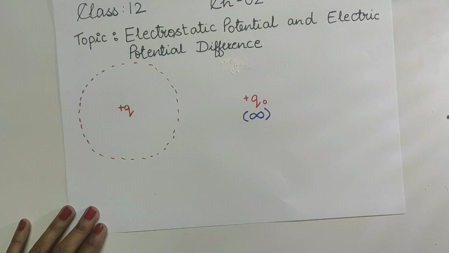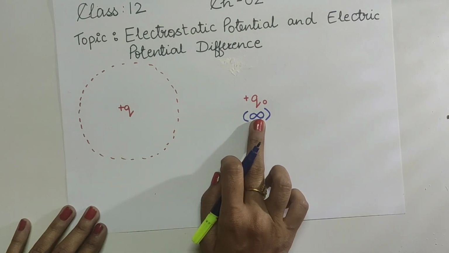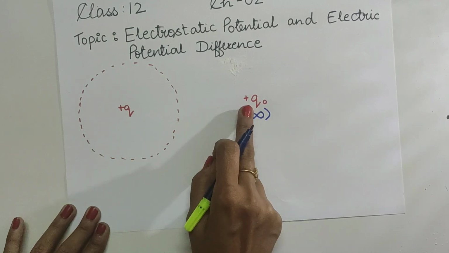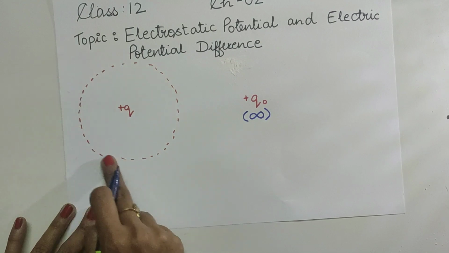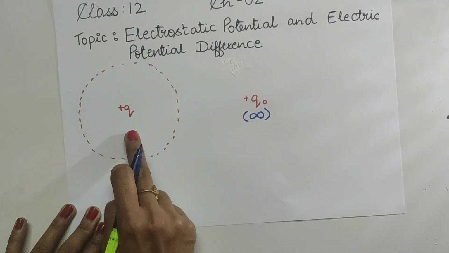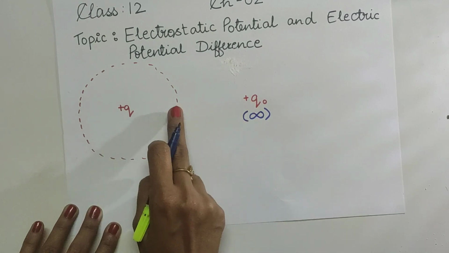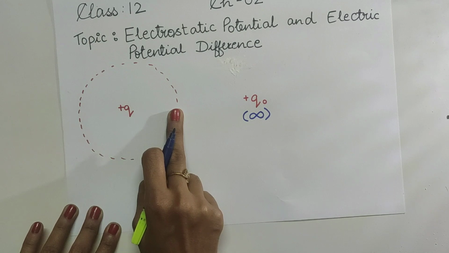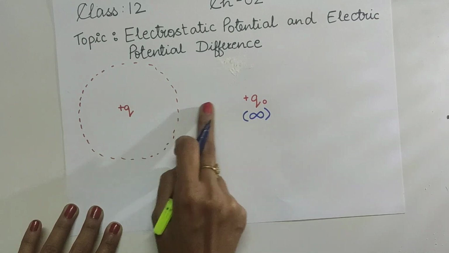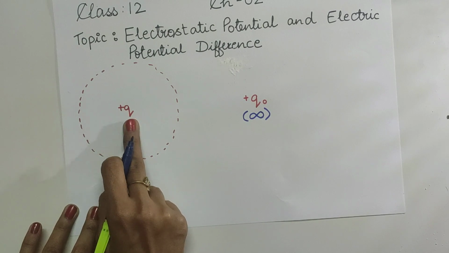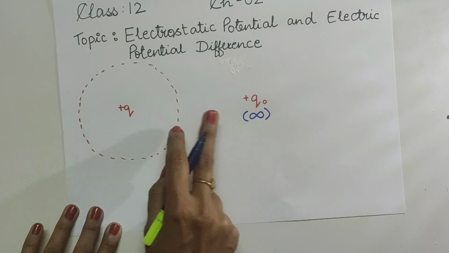My dear students, this test charge Q naught will experience a repulsive force by the source charge only when Q naught comes within the electric field of the source charge plus Q. However, until and unless it comes within the electric field, no external work needs to be done in order to overcome the repulsive force between the two.